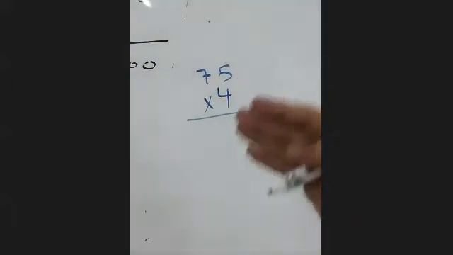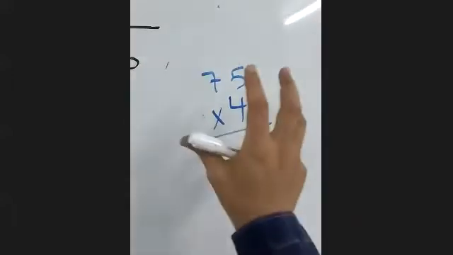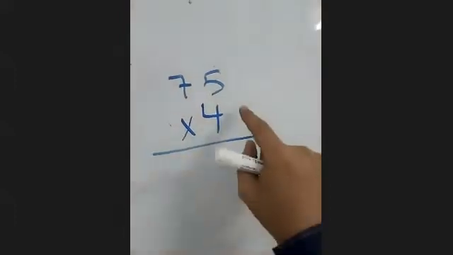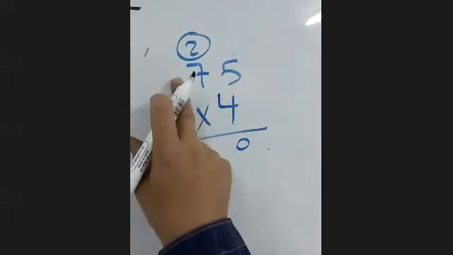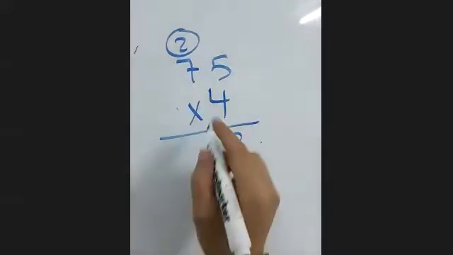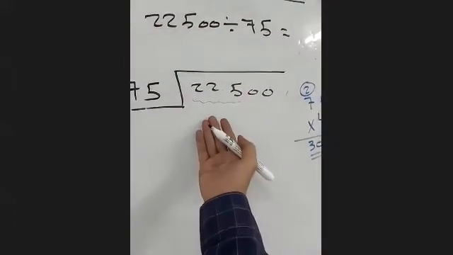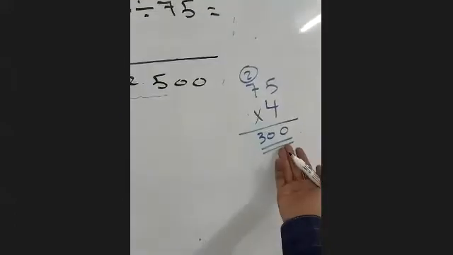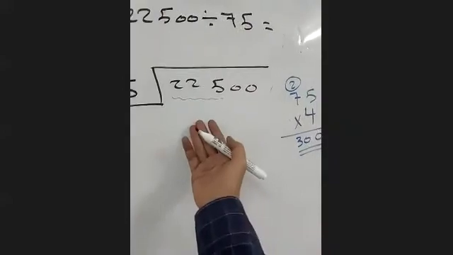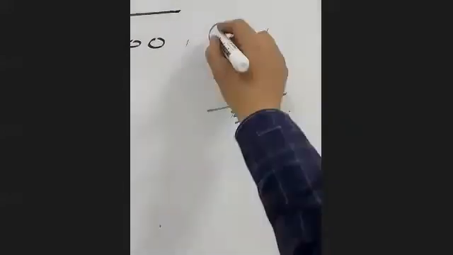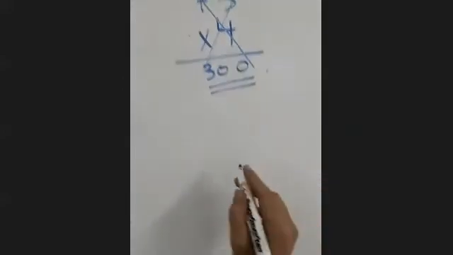So I will deduct my solution here after I finish multiplication. So 4 multiply 5, it's 20. 4 multiply 7, it's 28 plus 2, 300. 300 is bigger than 225. So what I'll do here, I won't choose the 4, I will go smaller.